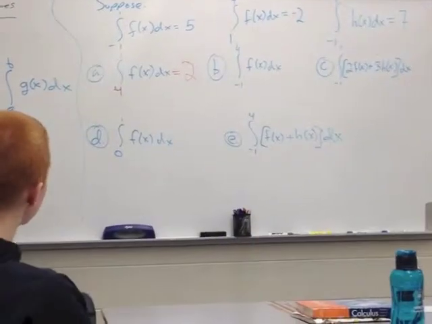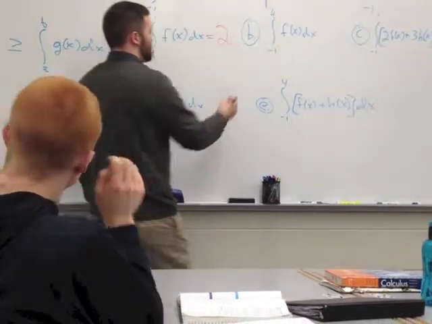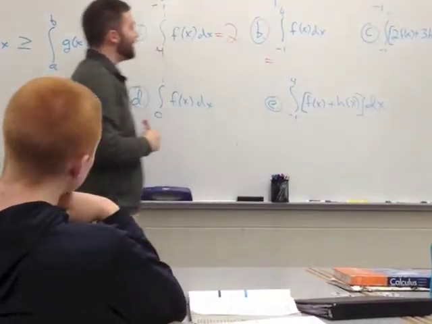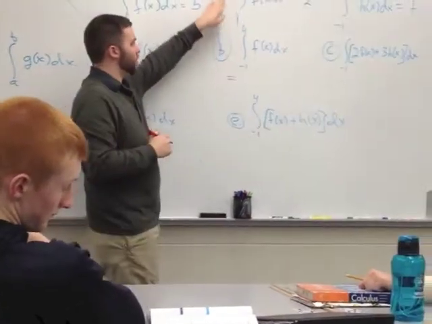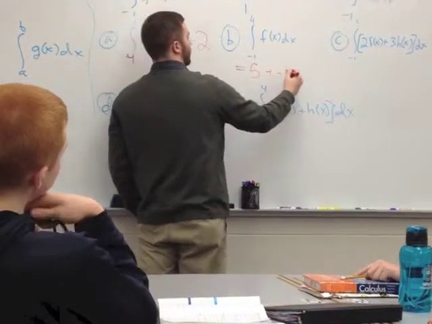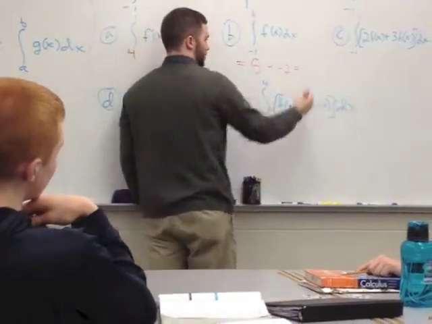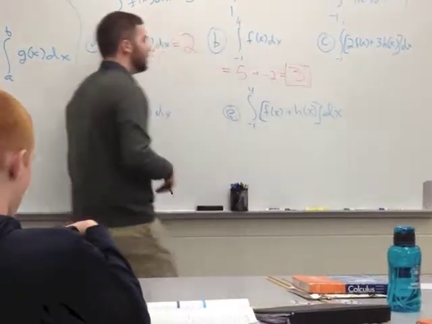All right. B. From -1 to 4 of f of x dx. Additivity property, right? I know what it is from -1 to 1. I know what it is from 1 to 4. So then this must just be 5 plus -2, which gives you 3. Okay, good.